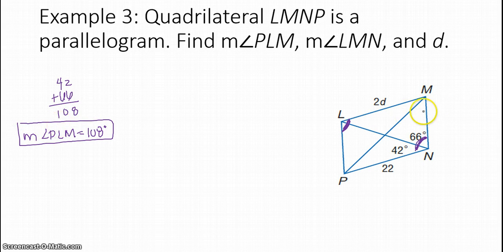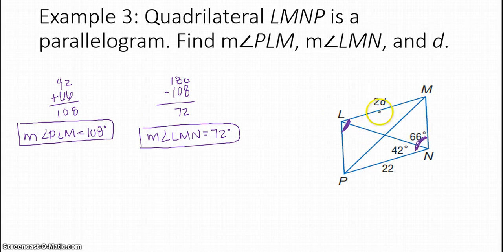For measure of angle LMN, you can think of it as being consecutive or next to or supplementary to either the angle we just found or the angle down here at the bottom. Either way, that angle plus the 108 is going to give me 180. So if I do 180 minus 108, I get 72. So the measure of angle LMN is 72 degrees.